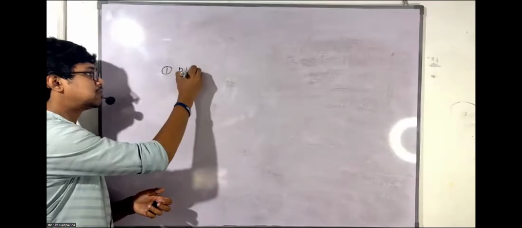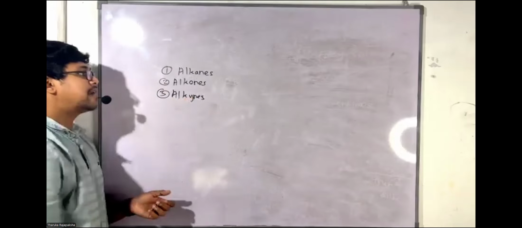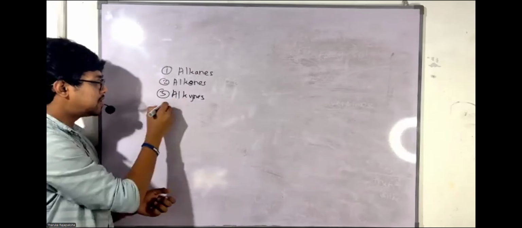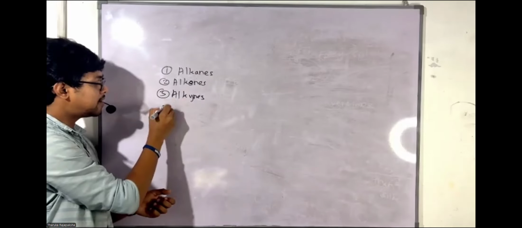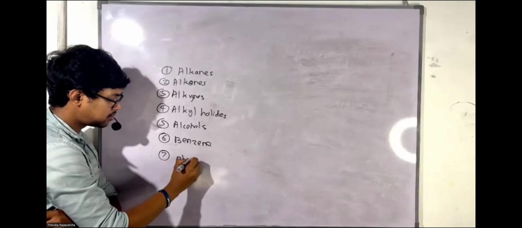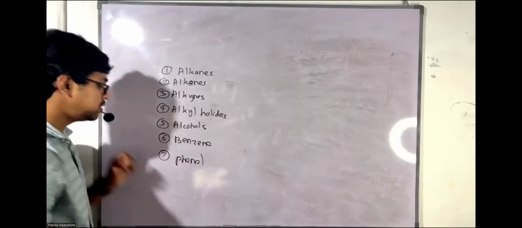We have alkanes. We have alkenes. Then we have alkynes, and then we have alkyl halides. Then we have alcohols, and then there's benzene, and there's phenol. Then we have aldehydes. There are something called aldehydes, which are similar to ketones. These are not just normal names.